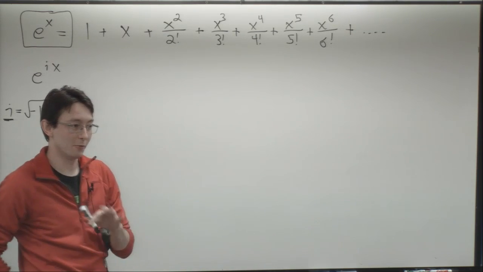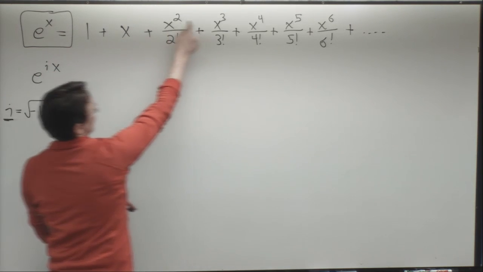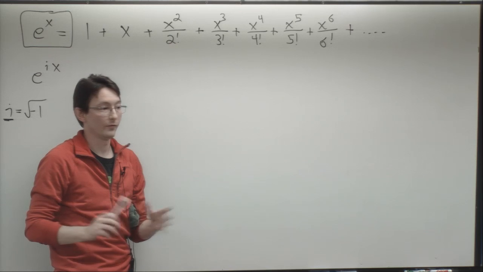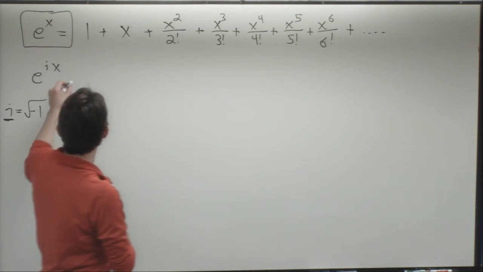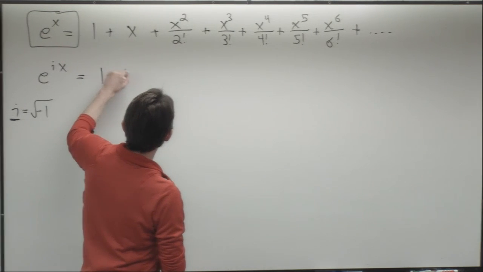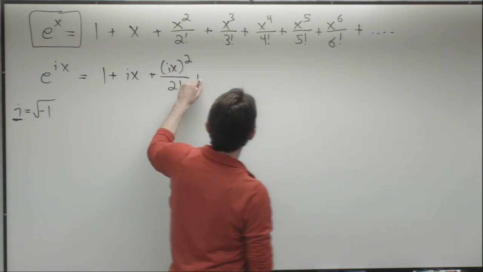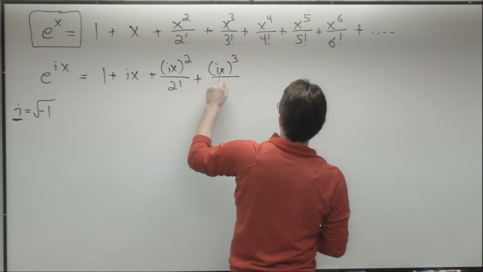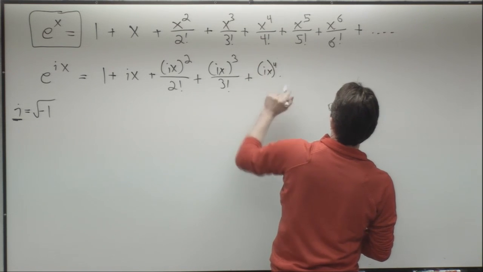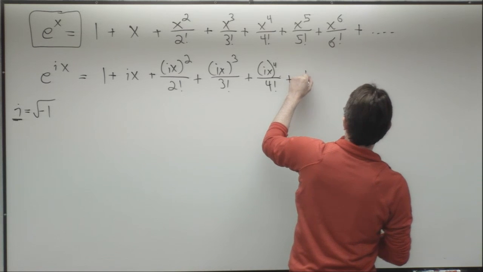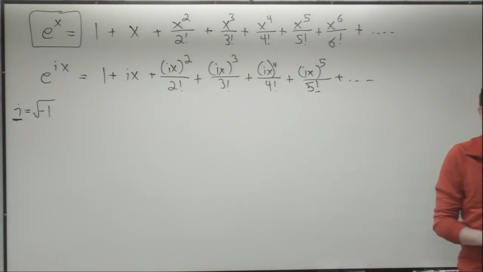Okay, sounds like you remember the answer. I could plug in ix every time I see an x here. Very generic way of doing things. The Taylor series is one of the most generic ways of representing a function. So this is equal to 1 plus ix plus (ix) squared over 2 factorial plus (ix) cubed over 3 factorial, (ix) to the fourth over 4 factorial plus, I don't really need to keep writing this, dot, dot, dot. Okay?